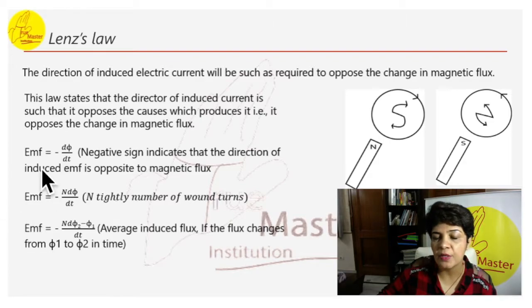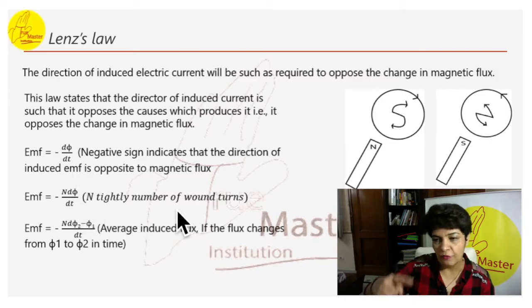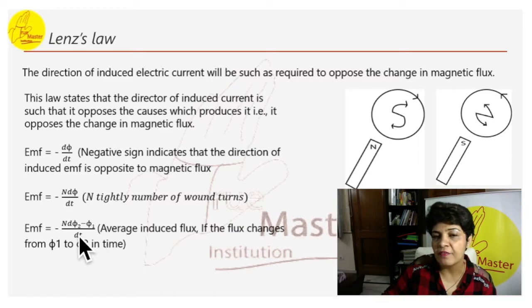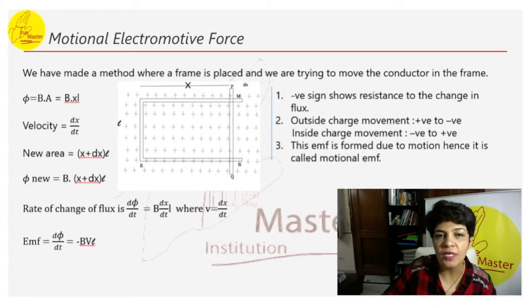Here EMF is equal to N d phi by dt, where N is the number of turns of the wire, how it has been wound. And this is the change: d phi can be written as flux 2 minus flux 1, so this is the change in flux. So let's look here. This is motional electromotive force.